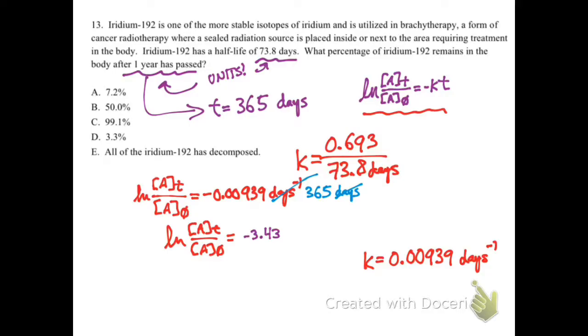So the natural log of a sub t divided by a sub 0 equals negative 3.43, and then we'll do e to both of these powers to give us our ratio. So we get a sub t divided by a sub 0 is 0.0321. If we turn that into a percentage, just multiply it by 100, we end up getting 3.2%.